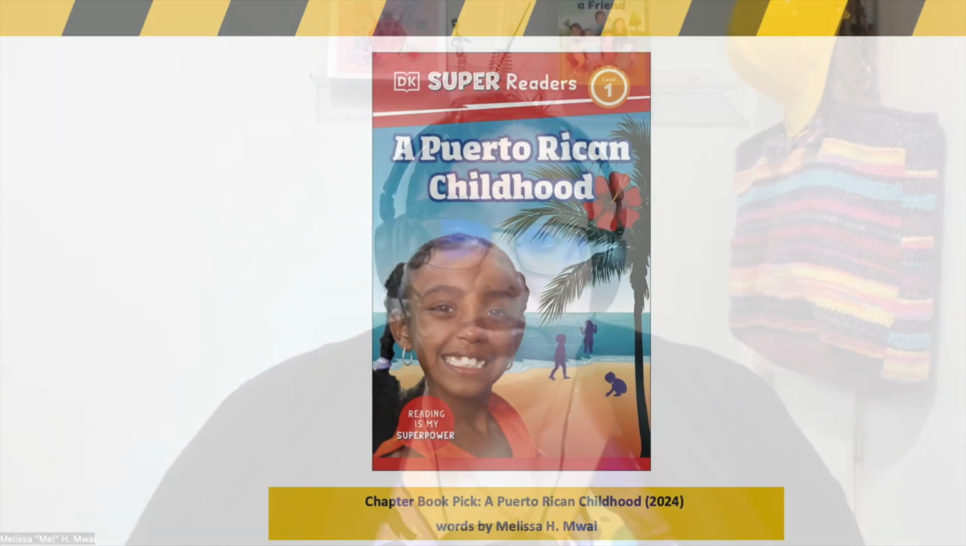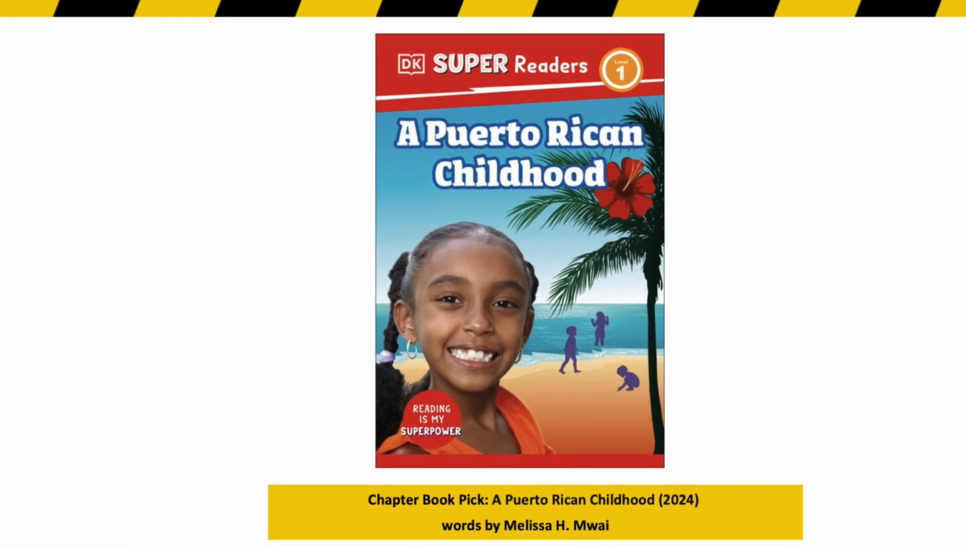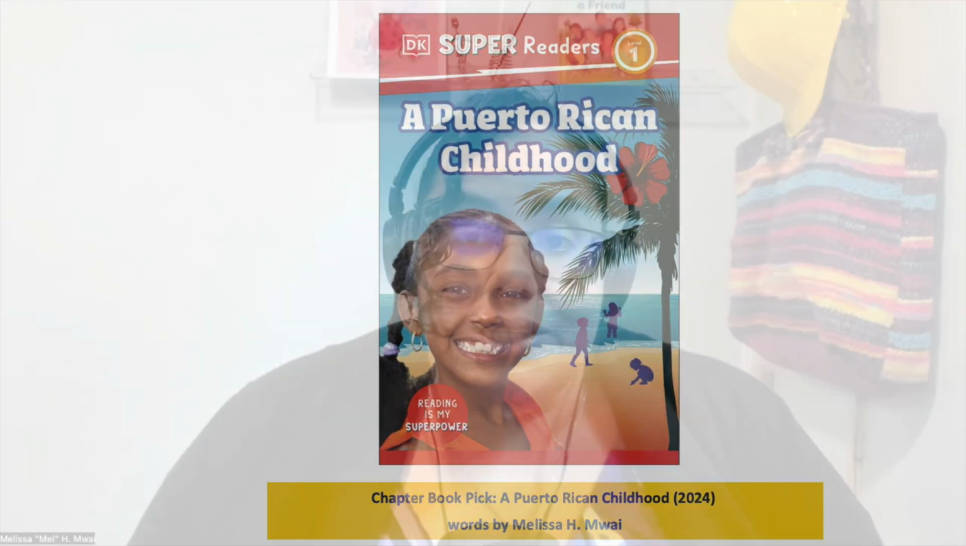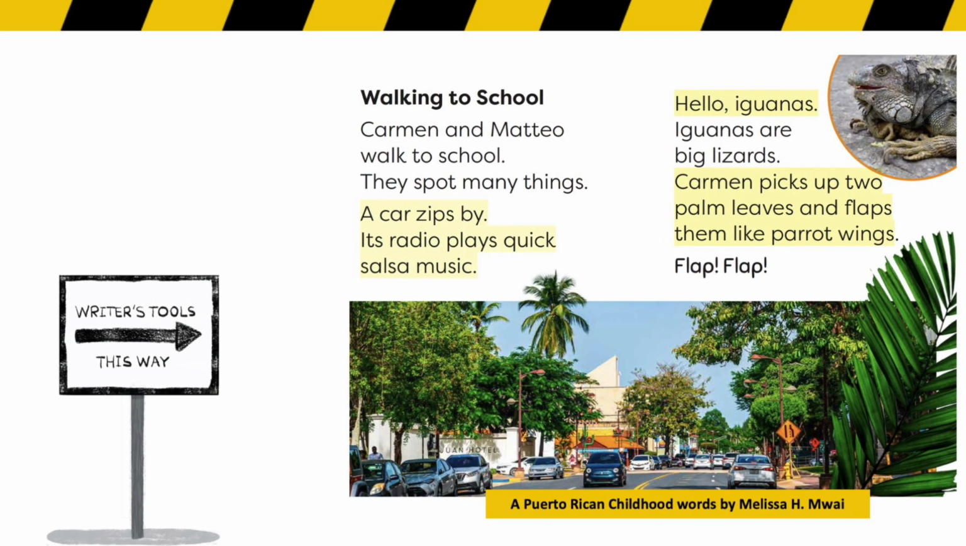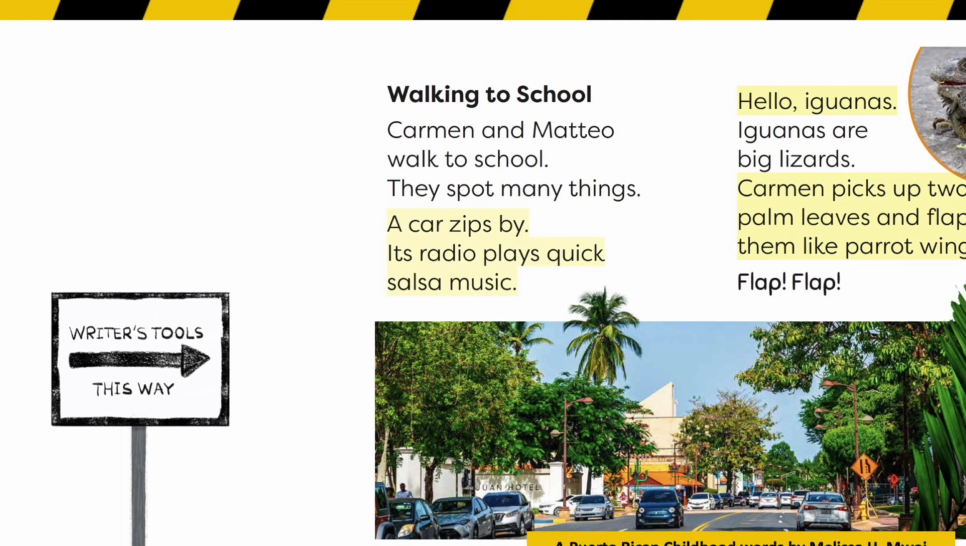The chapter book pick for this episode is A Puerto Rican Childhood by me, Melissa Mwai. This nonfiction book blends real-world setting elements and fictional characters. It imagines a day in the life of an elementary-aged girl named Carmen, living in San Juan, Puerto Rico. The location sets the mood of modern-day life on the island by including sensory details and information that highlights Caribbean weather, flora, and fauna. Here's an example of auditory details to set the mood.